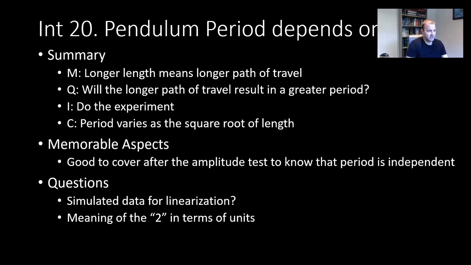So the equation we get from this integration is that the period equals 2 times the square root of the length. Now, that 2 has big implications. It turns out it's not exactly 2. It's pretty close to 2, but it does have big implications in the sense that it's basically converting the square root of a length into a time.